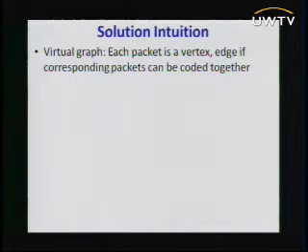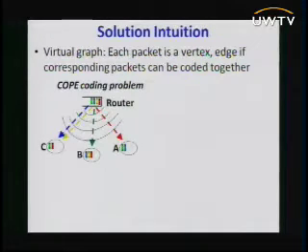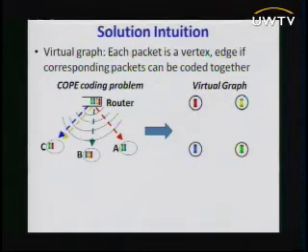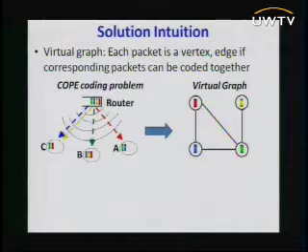And here's the intuition behind the solution. At every router, we construct a virtual graph. In this virtual graph, each packet queued up in the router is a vertex, and 2 vertices are connected if the corresponding packets can be coded together. So again, in our example, the router has 4 packets, so there are 4 vertices in this virtual graph. And what are the edges in this virtual graph? The red and the blue packets can be coded together, so you can connect them by an edge. Similarly for red and green, and so on for the rest of the graph.